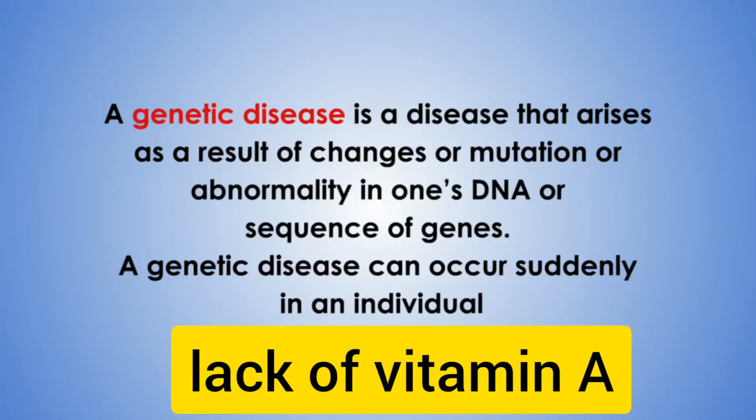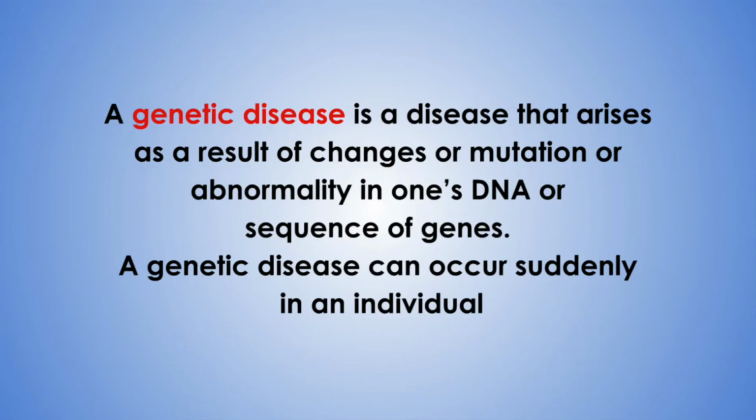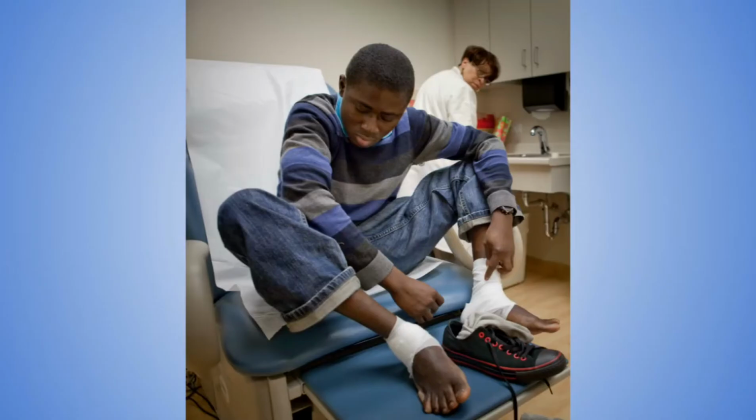A genetic disease is a disease that arises as a result of changes or mutation or abnormality in one's DNA or sequence of genes. A genetic disease can occur suddenly in an individual. More often, a parent may transfer a defective gene to an offspring, that is a child, who may express the genetic disease. The offspring is said to have inherited that genetic disease or disorder. Examples of genetic diseases include hemophilia, red-green color blindness, sickle cell anemia.